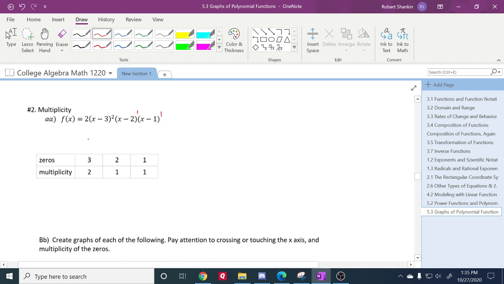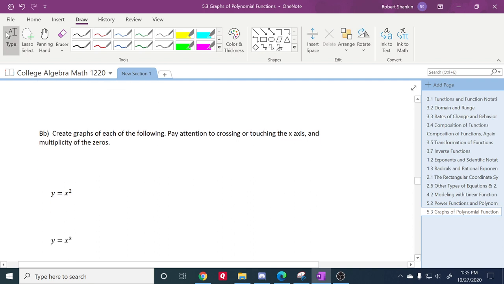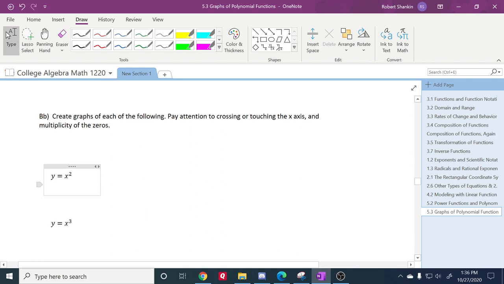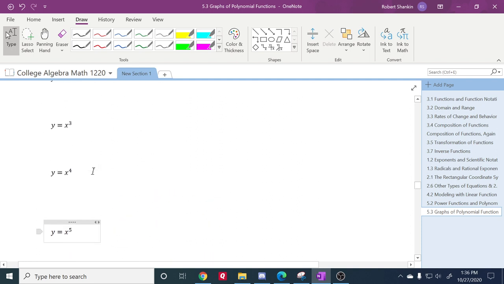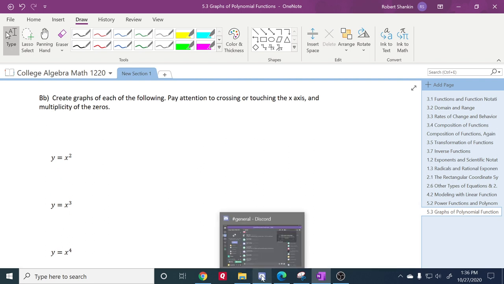All right. Now, we're going to create graphs for each of the following. We're going to pay attention to crossing or touching the x-axis and the multiplicity of the zeros. And after I do this, I'm going to ask you this question in your groups.